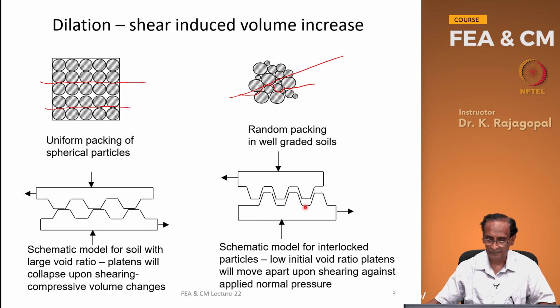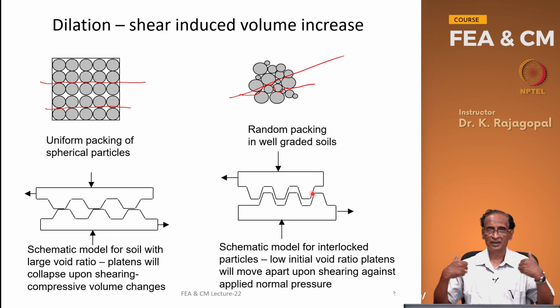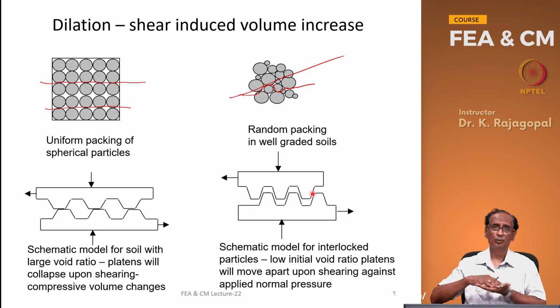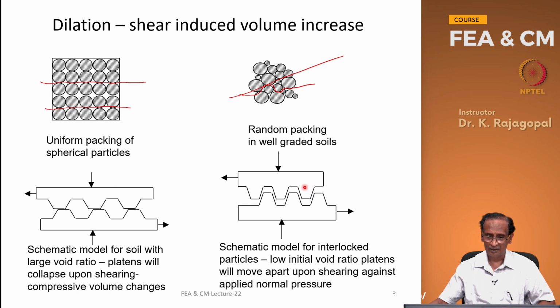Okay. So, here we have two interlocked plates. If you subject them to some shear strain, the only way the shear strain will take place is when the two plates move away from each other. That is similar to our dilation of well graded or densely packed soils, and this expansion in volume or the moving away of the plates is happening against the applied normal pressure.